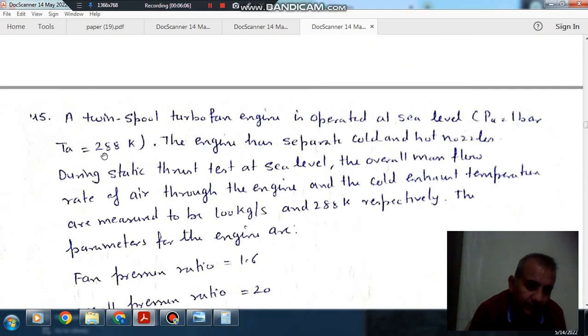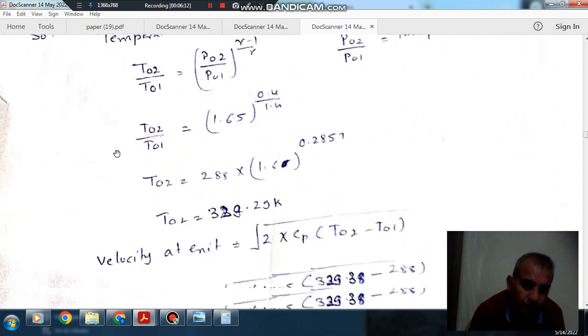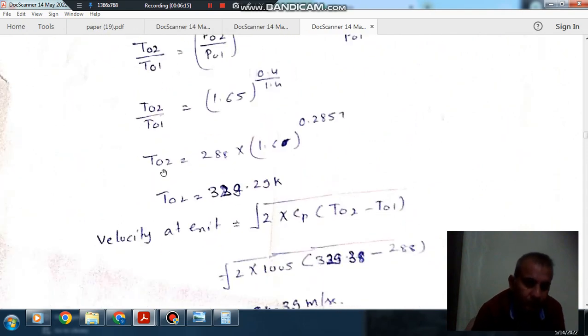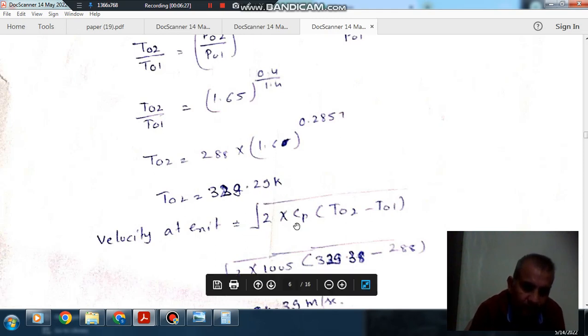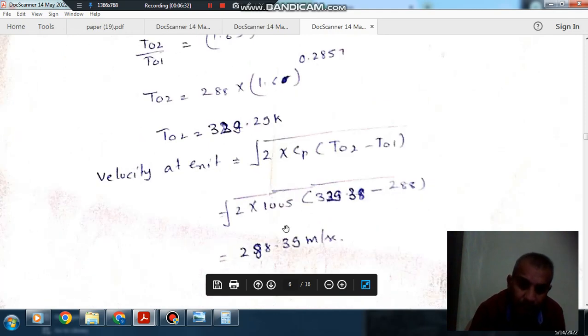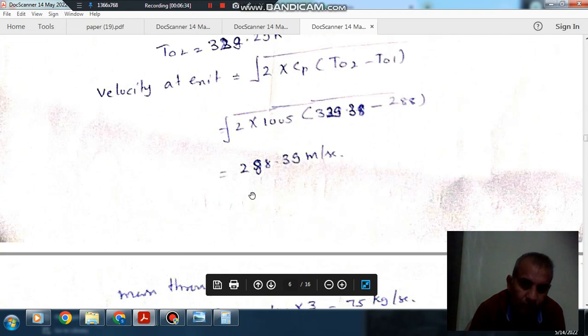First of all, the air is entering the fan, so the stagnation temperature is 288 Kelvin, because it is at sea level and not flying, so this is the stagnation temperature. So T02, the temperature at the exit of the fan, is 329.29 Kelvin, and the velocity at the exit is the square root of 2 Cp times T02 minus T01, so this is the velocity 288.39 meter per second.